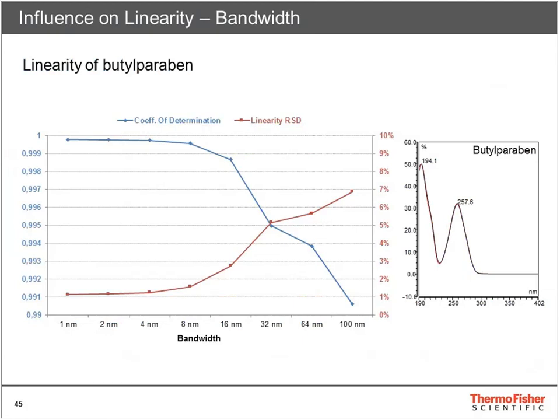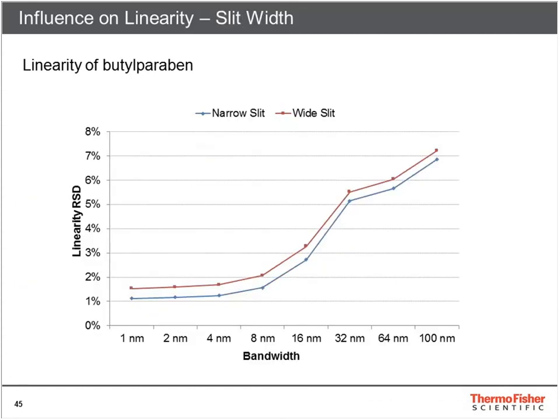Another problem is that linearity is affected by bandwidth. The linearity is excellent between 1 to 4 nanometers of bandwidth. From 8 to 100 nanometers, linearity progressively decreases. When you have decided on a bandwidth, it might be a good idea to check the linearity by injecting different concentrations of the sample. It is the same with the slit width. A narrow slit always provides both a slightly better correlation coefficient and slightly better linearity.